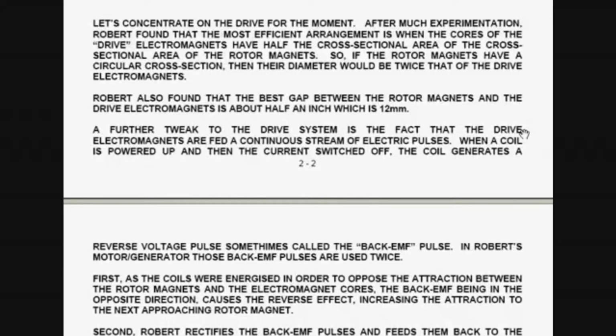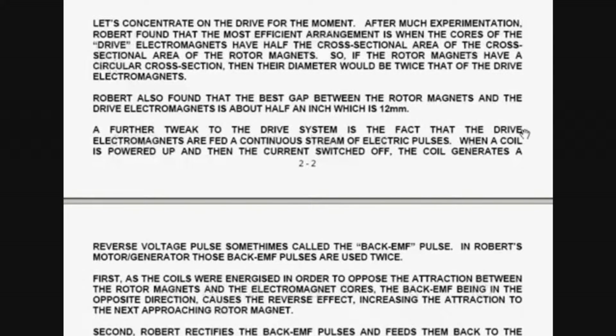After much experimentation, Robert found that the most efficient arrangement is when the cores of the drive electromagnets have half the cross-sectional area of the rotor magnets. So if the rotor magnets have a circular cross-section, then their diameter would be twice that of the drive electromagnet's diameter. Robert also found that the best gap between the rotor magnets and the drive electromagnets is about half an inch, which is 12 millimeters.